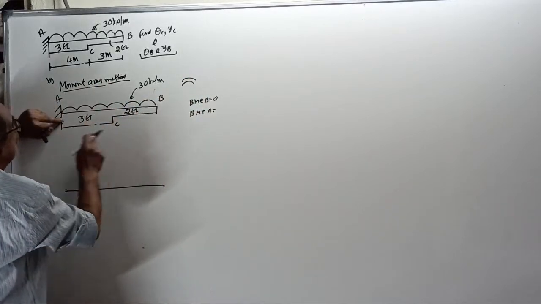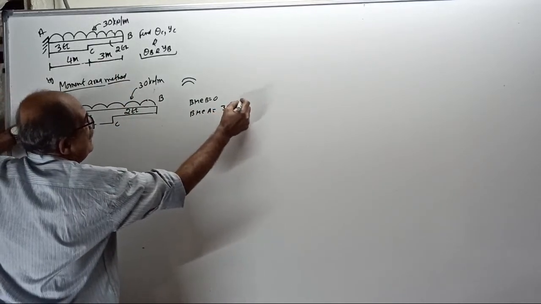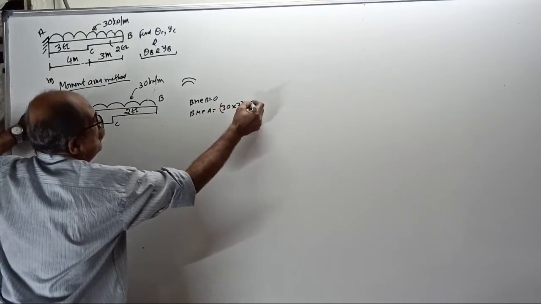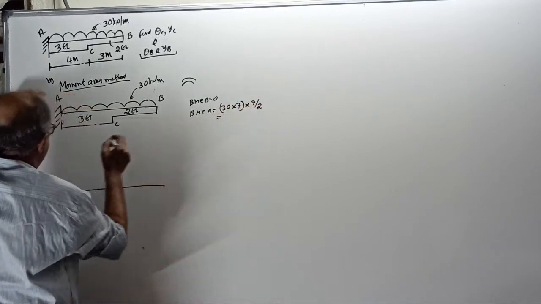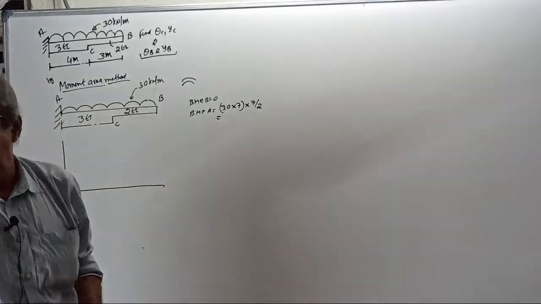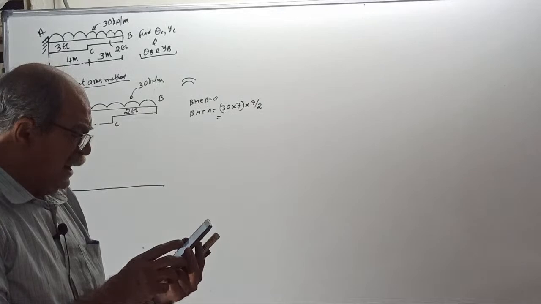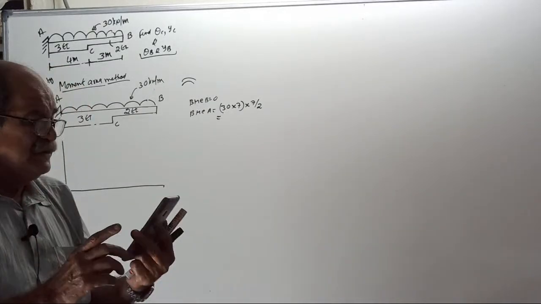30 into total is 7. You can see there. 30 into 7 is the total load, into 7 by 2. Tell the ordinate. That will give the ordinate here. How much? Don't make any mistake, because it is the last question and I do not want the answer not to tally for this question.